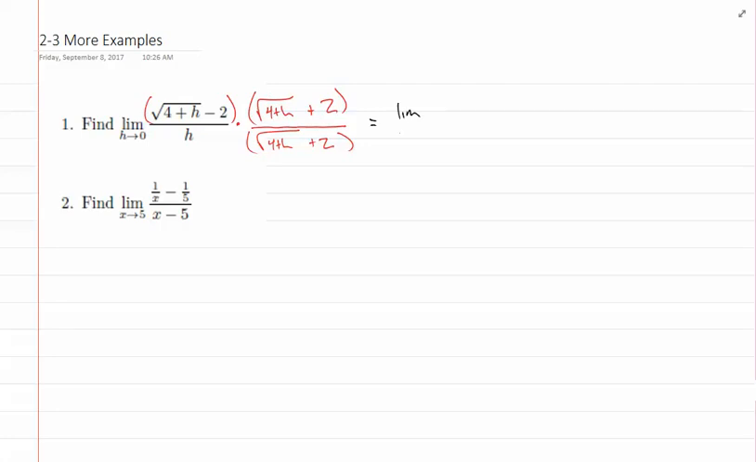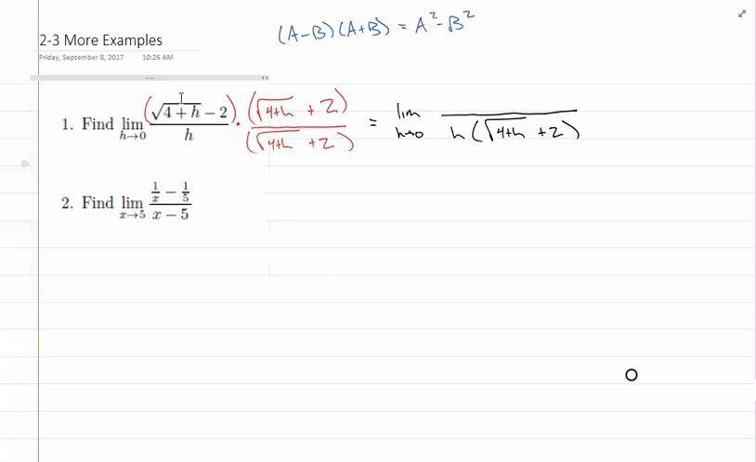So we got a limit as h goes to 0. The bottom, I'm really not doing anything with the bottom. I'm just multiplying them together. I'm not even going to distribute there. On the top, I'm going to use the multiplication fact that when you have something like a minus b times a plus b and you FOIL it out, you end up getting a squared minus b squared. Okay, so notice that this product here is exactly that form. So what's going to happen is you're going to end up getting the square root squared, and when you square a square root, you just get what's underneath.